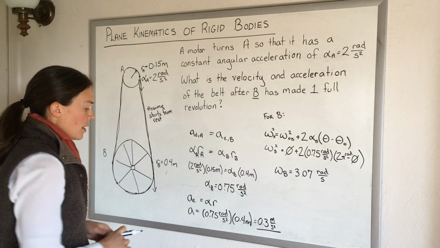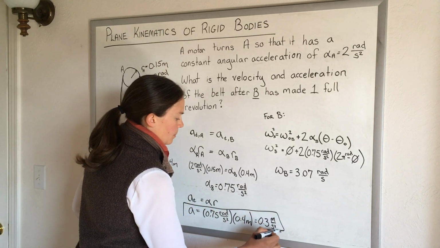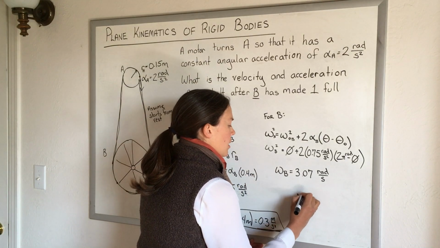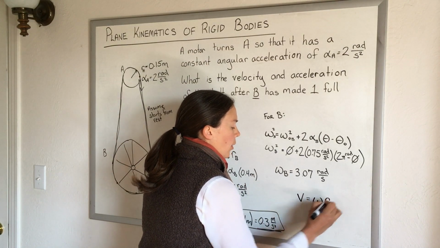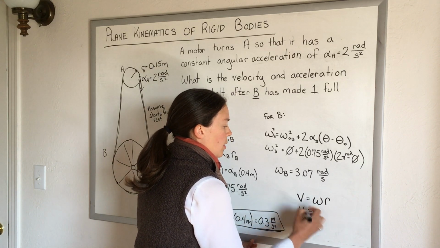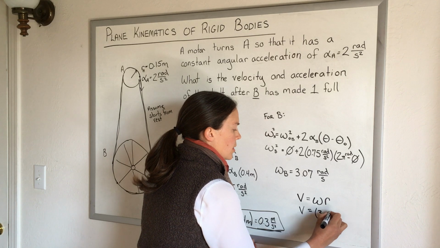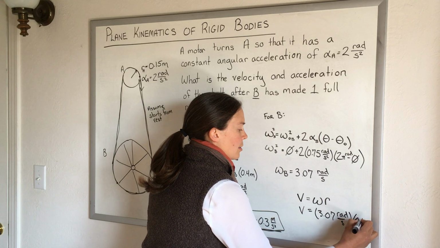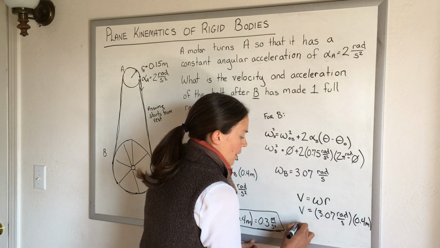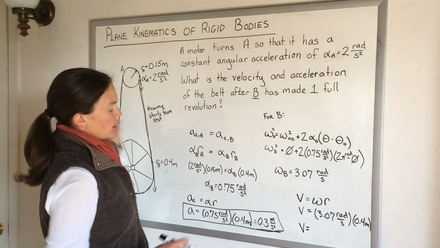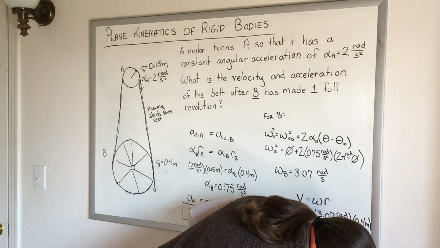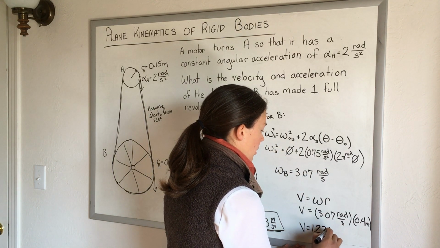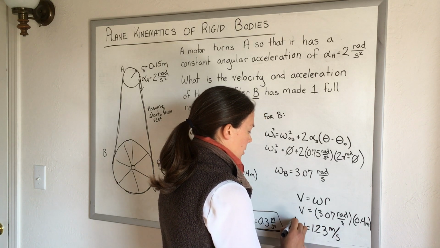And then for velocity, so this is the acceleration, we'll need to do the same sort of thing, and we can say that velocity is omega r in the same way. So now we know our omega is 3.07 radians per second, and our radius is 0.4 meters, and that'll give us a velocity of the belt around the outside of 1.23 meters per second.